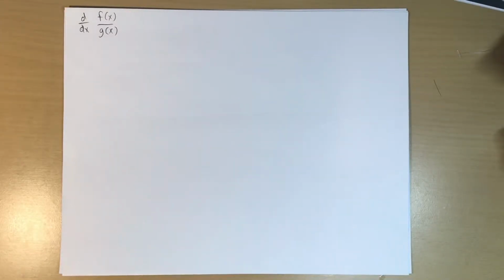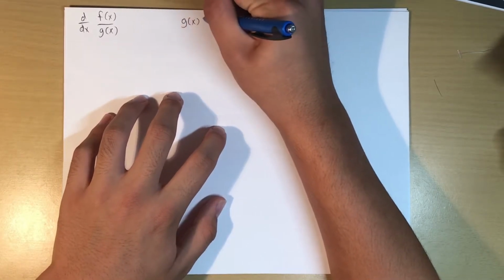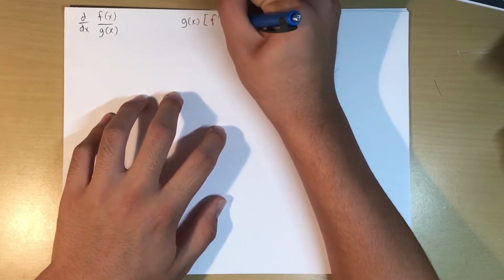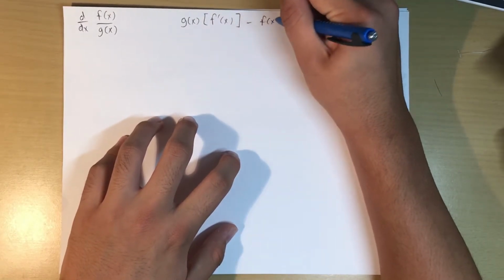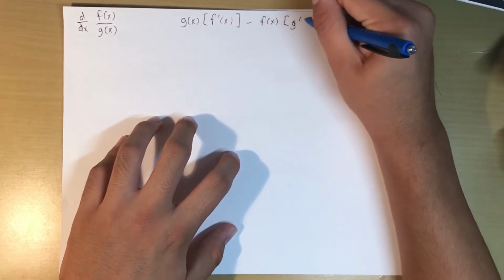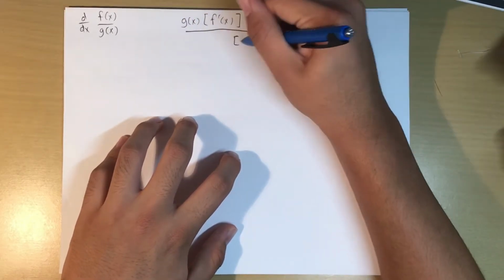Okay, finally let's talk about the quotient rule. Let's say we have to differentiate f of x divided by g of x. Using the quotient rule, we can rewrite this as g of x multiplied by f prime of x, and f prime of x just means the derivative of f of x, minus f of x times g prime of x, so the derivative of g of x. That's all divided by g of x squared.